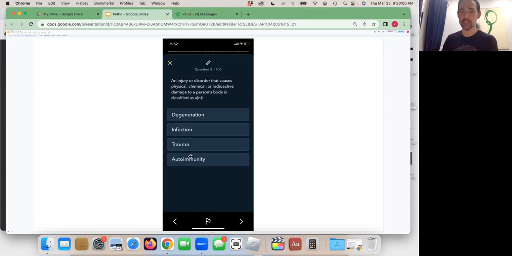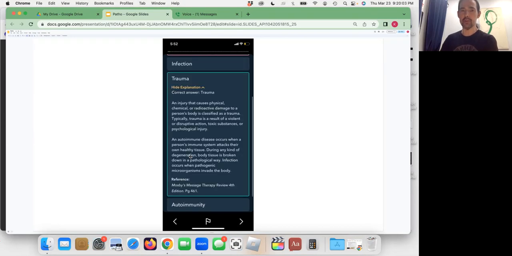Again, this slide, question 3, is a good opportunity to learn the differentiation between a few different things. An injury that causes physical, chemical, or radioactive damage to a person's body is classified as trauma. Typically, trauma is a result of violent or disruptive action, toxic substances, or psychological injury. That's not a bad definition, I must say. An autoimmune disease occurs when a person's immune system attacks their own healthy tissue. During any kind of degeneration, body tissue is broken down in a pathological way. Infection occurs when pathogenic microorganisms invade the body.